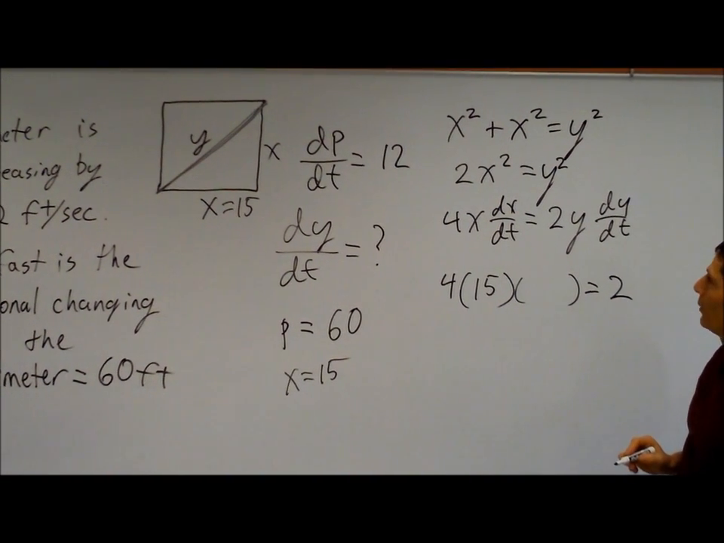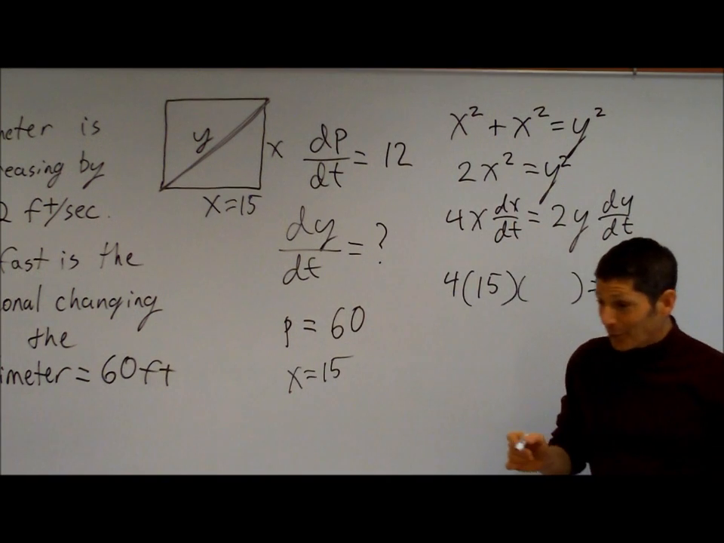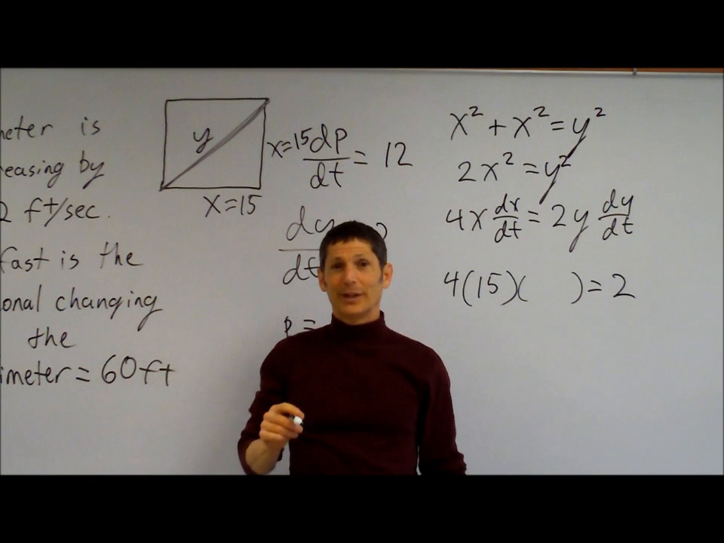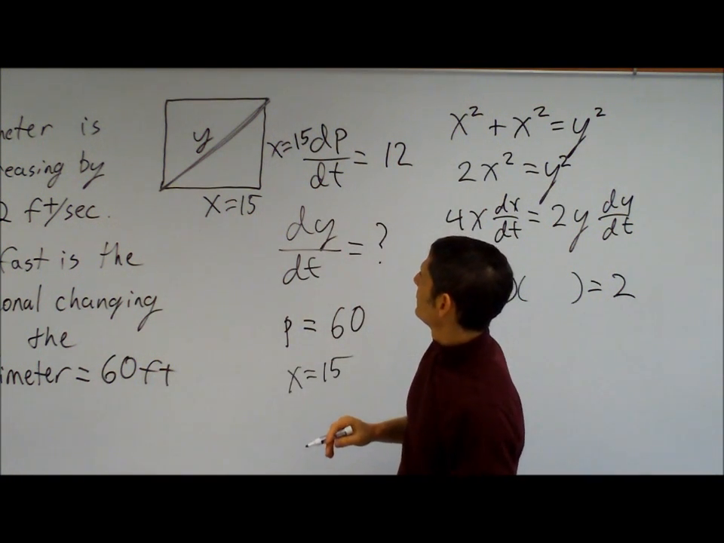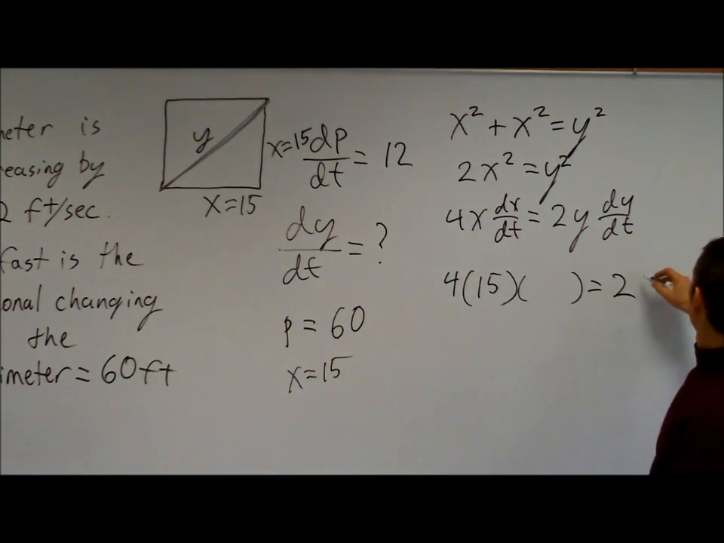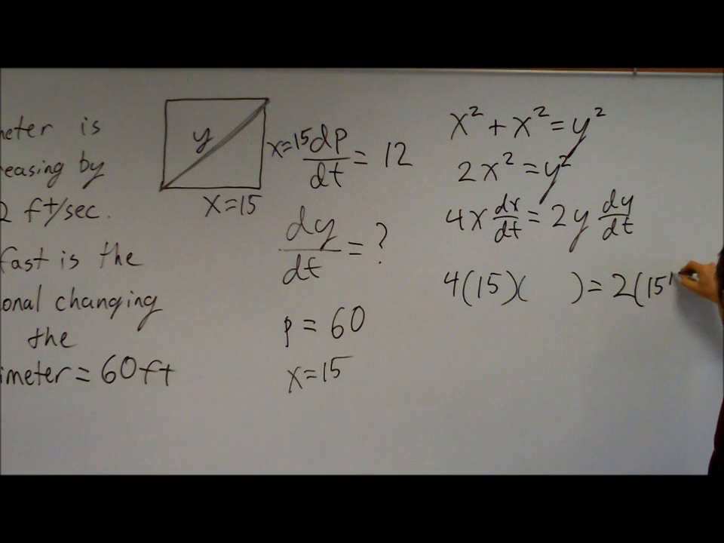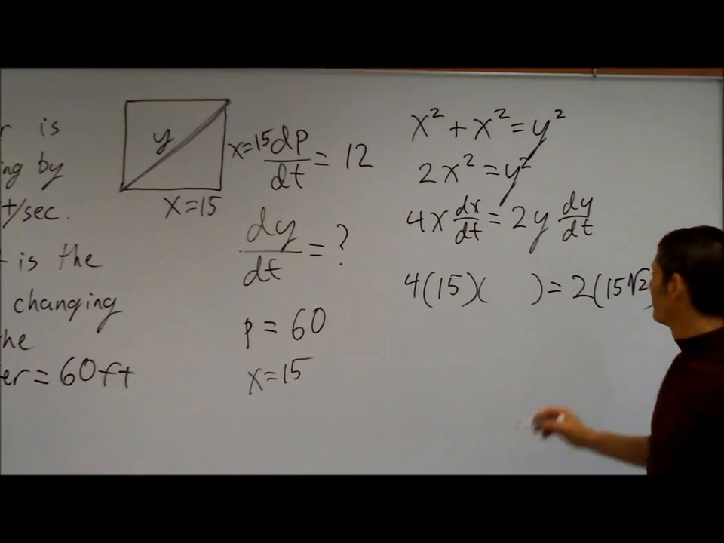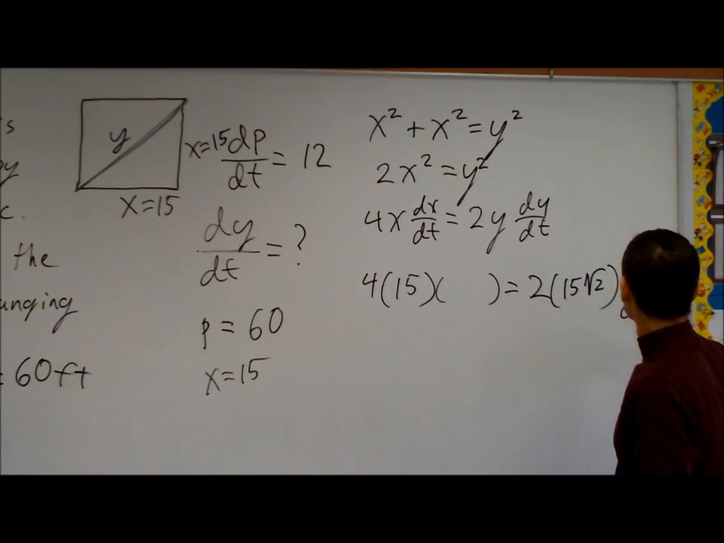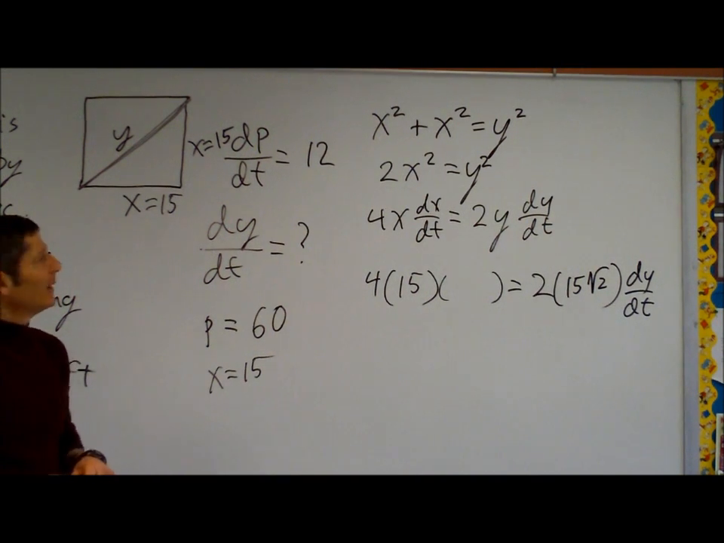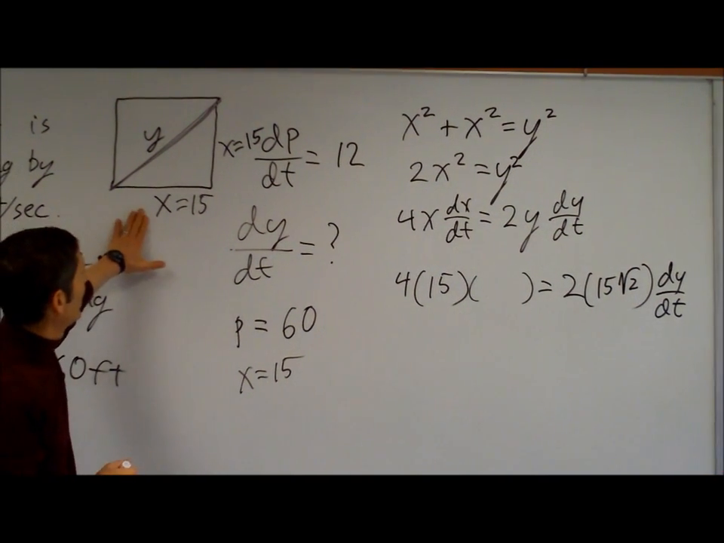2y, do I know what y is? I don't know what y is, but I could certainly figure it out. I hope somebody has a calculator because I'm really not going to. Should we just call it 15 times the square root of 2? Sure, so 15 square root of 2, right here. And dy/dt, do I know that? That's what I'm looking for. Oh, no. You're looking for dy/dt, but you need dx/dt, and I don't have dx/dt. So somehow I'm going to have to find dx/dt.